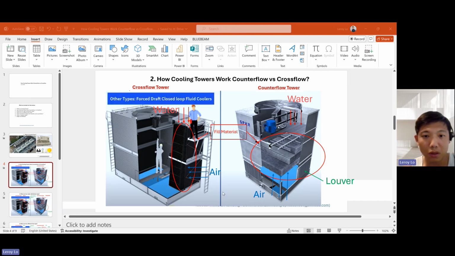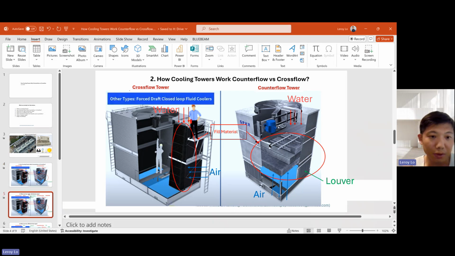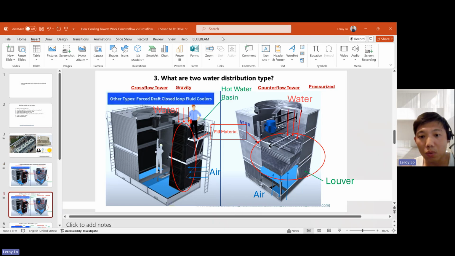Okay, so that's good. So I think we're moving on to the next slide to talk more about these two types. You will ask, what are the two water distribution types? Basically, very simple and straightforward: pressurized and gravity.